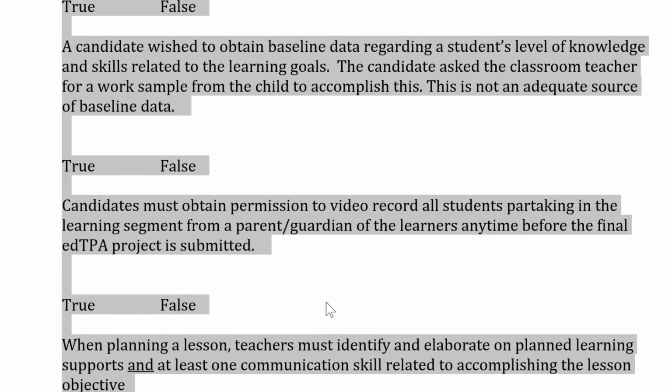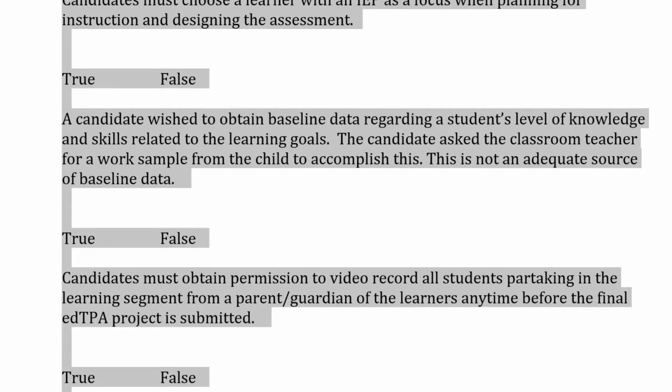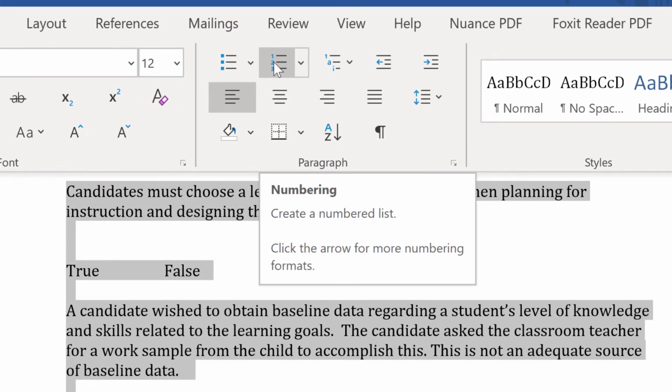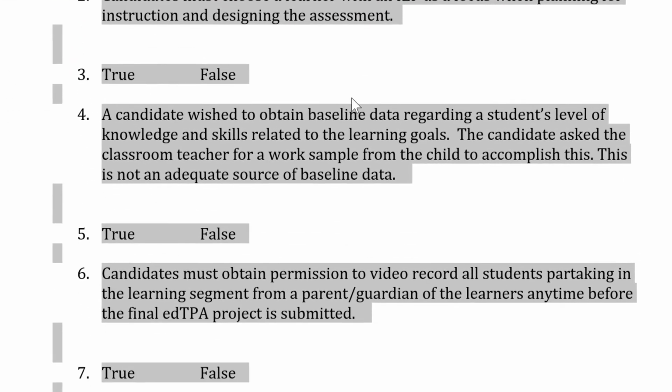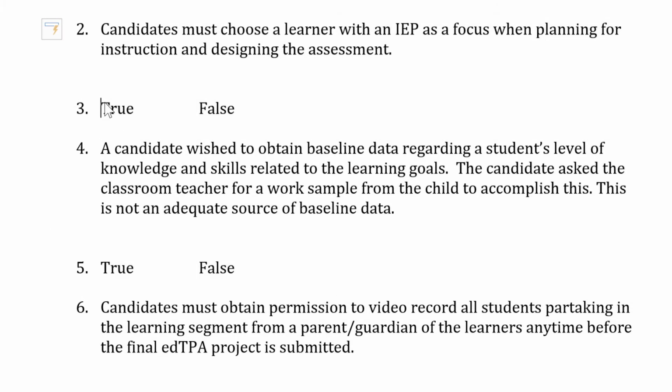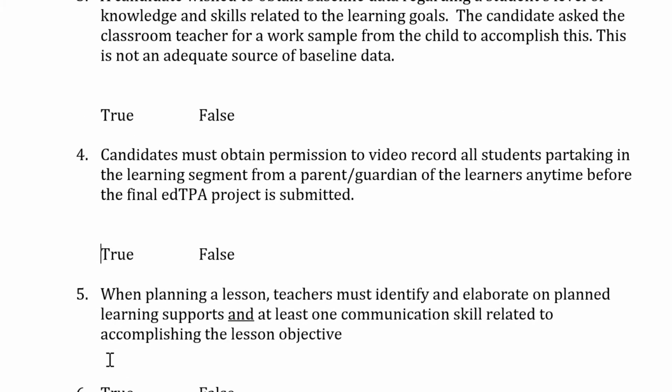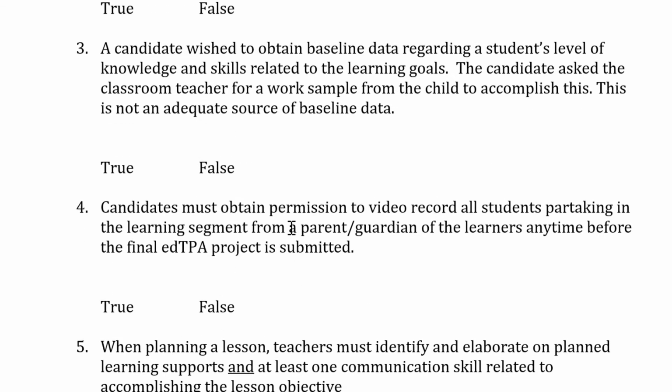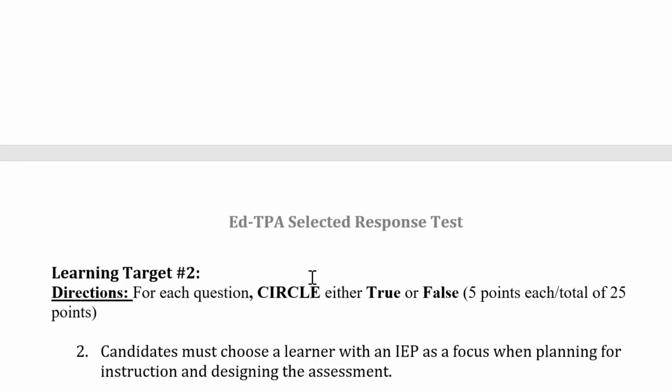Okay, I'm going to highlight all these questions, and I'm going to go into the numbering function in the home menu. That's right over here, and I'm going to click on the number. Okay, so you can see what happens. It's numbered everything that is indented. So it's easy to get rid of those. Just hit return, return, return, and you'll see that it's numbered the questions 2 through 6.